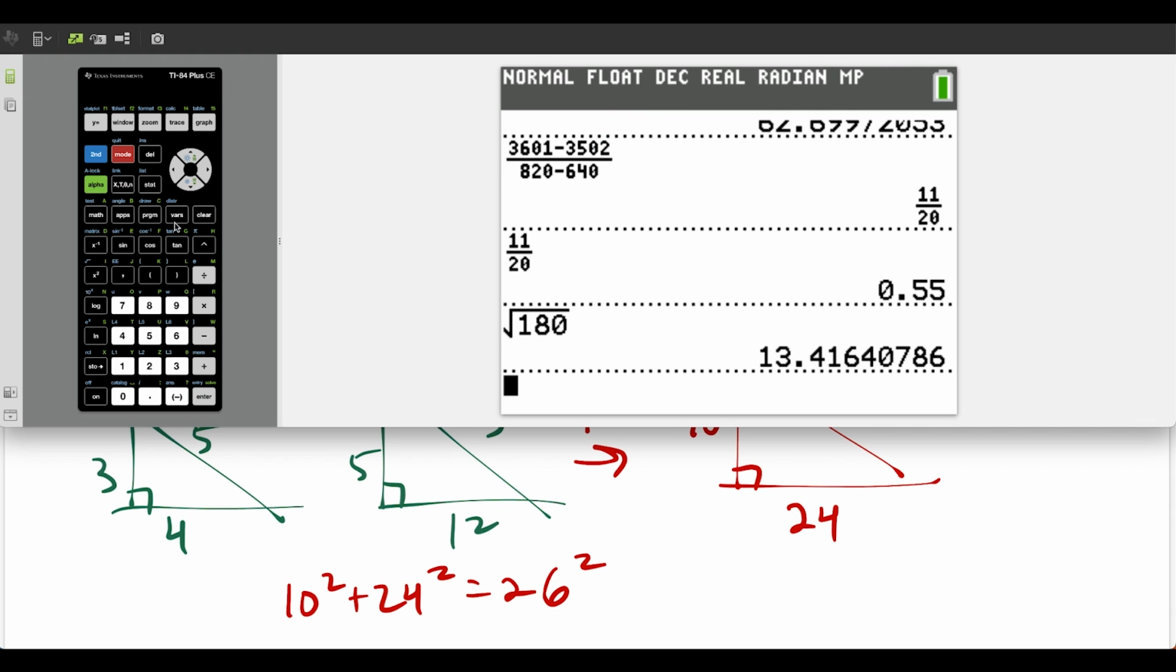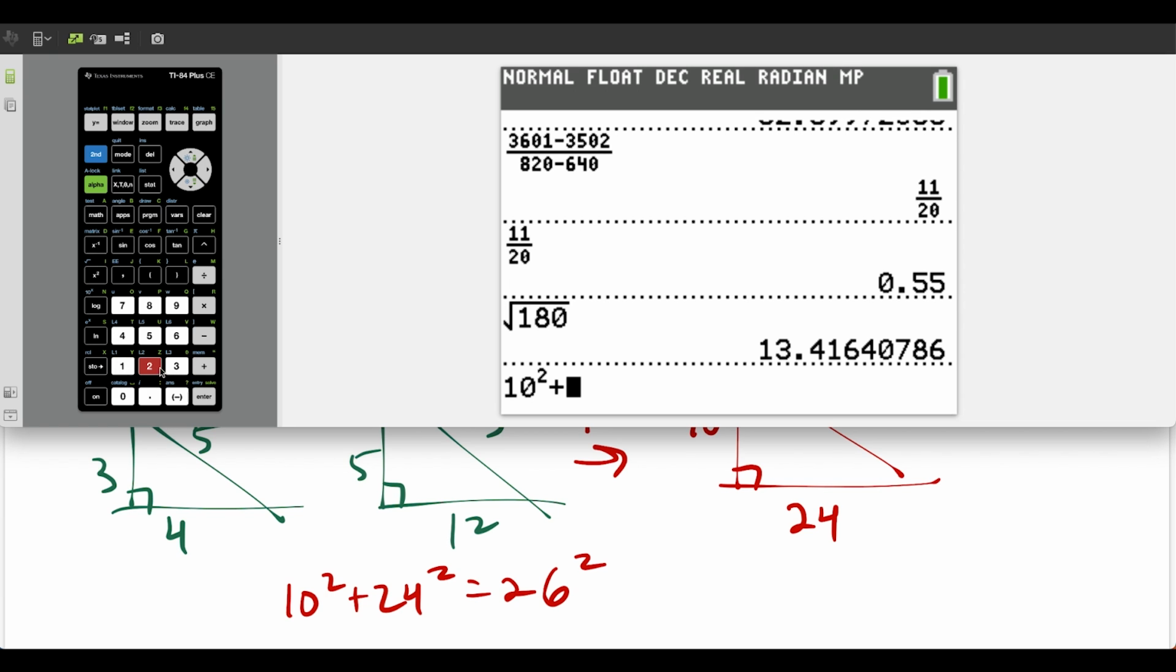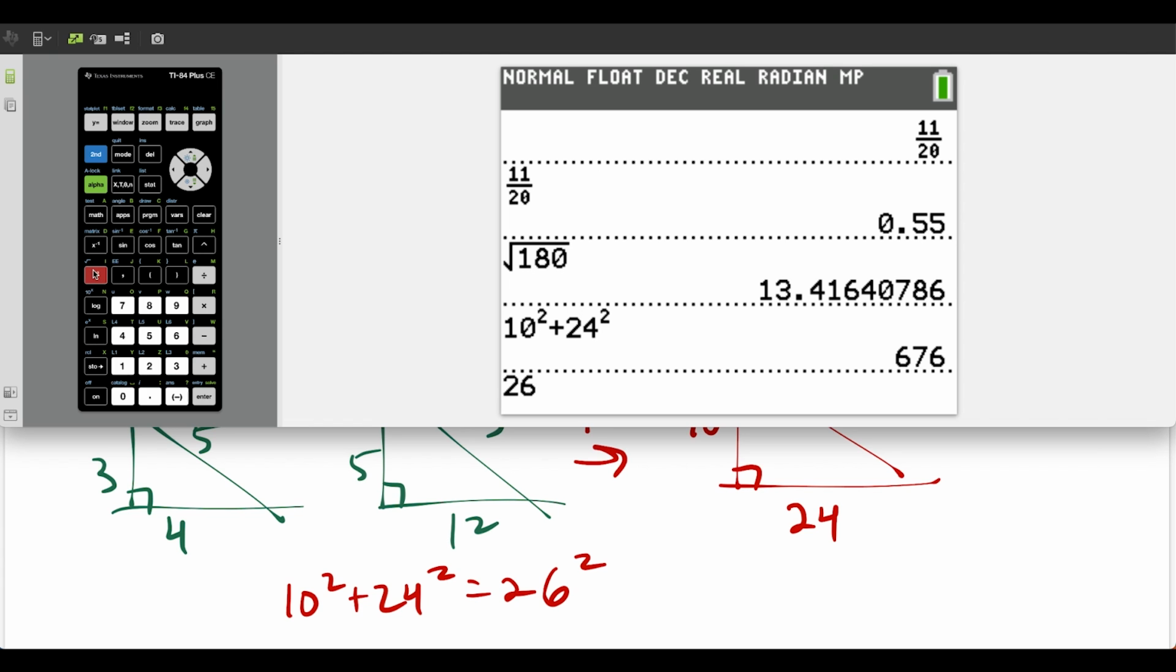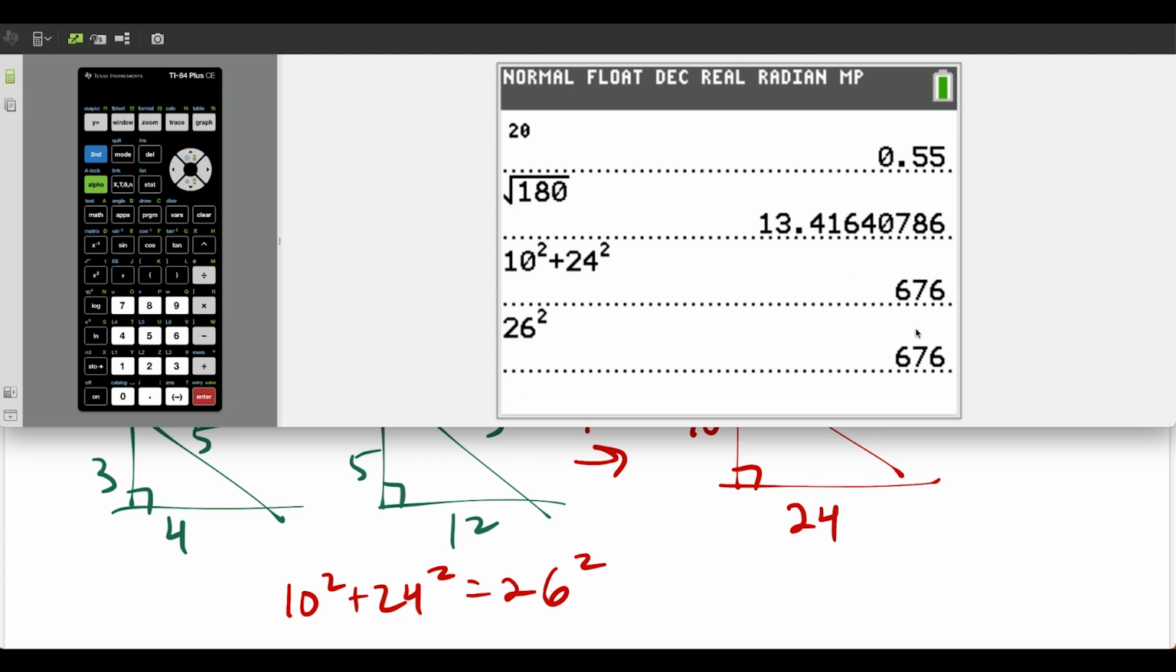So let's take a second to write this in on the main screen. We have 10 squared, and then we're adding 24 squared. And then we could press enter here and just double check, is this equal to 26 squared? And those two definitely match. So I'm confident in our answer.